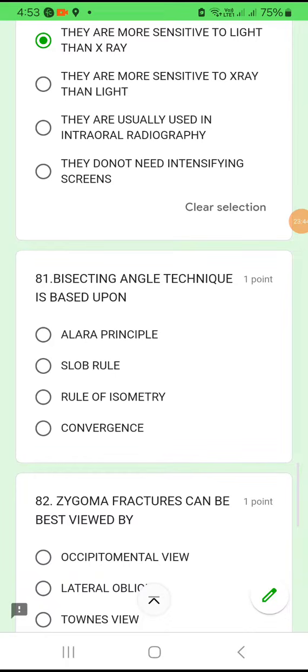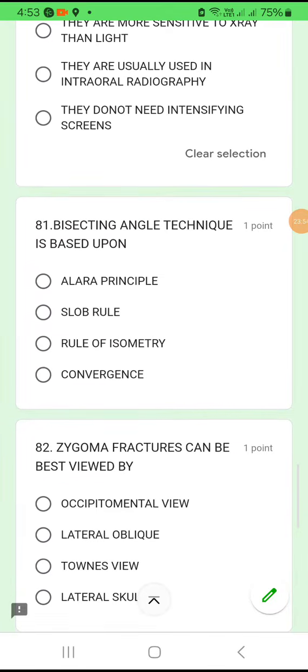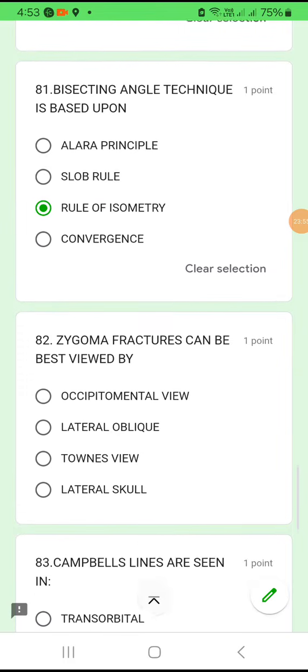Question number 81. Bisecting angle technique is based upon which method? Okay, based on ALARA principle, based on slope rule, or based on rule of isometry or convergence. It's an easy question. It is based on rule of isometry.